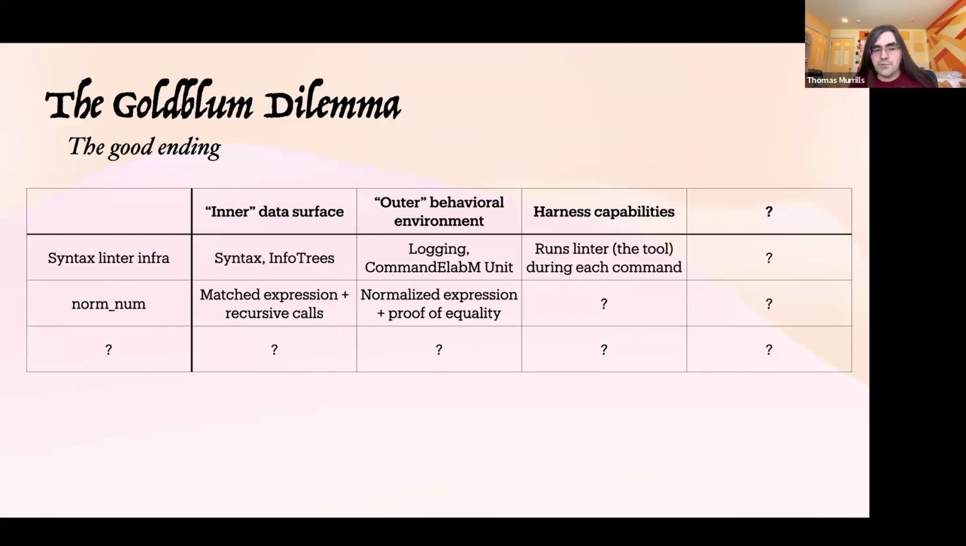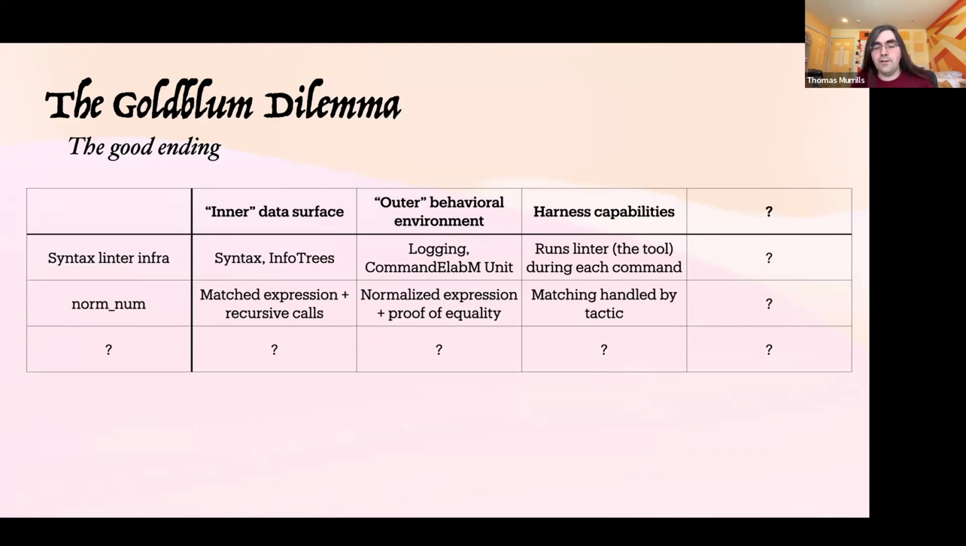So the other thing that these two entities do is they have harness capabilities, right? If you make a linter, you're not responsible in the writing of the linter for actually running it on every declaration, or on every command rather. The syntax linter infrastructure takes the linter you've written, and at the top of the file during initialization, it puts it in some reference so that it can get back to it. And in the course of elaborating every command, it has a specific spot at which it runs your linter. And your linter does not have to think about this at all.